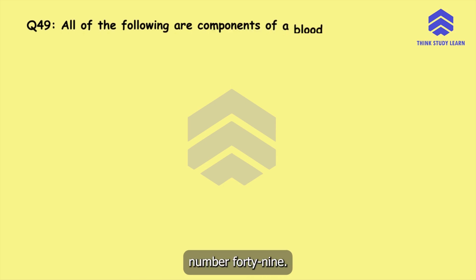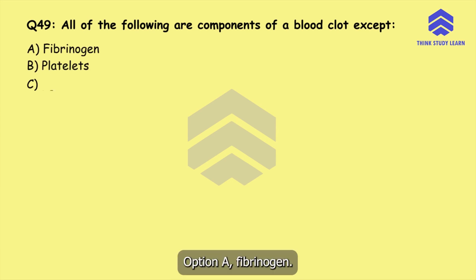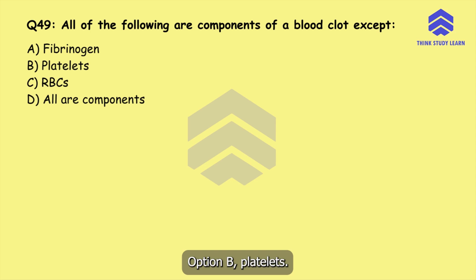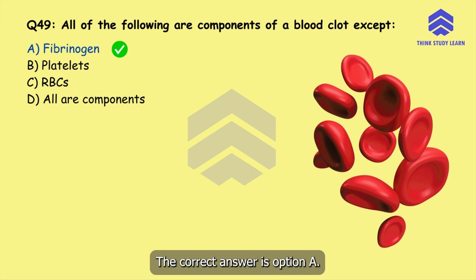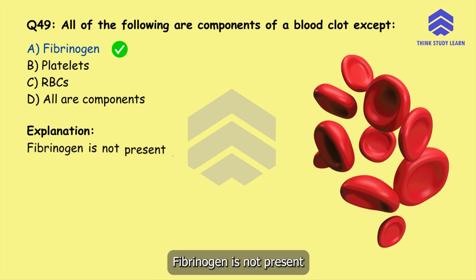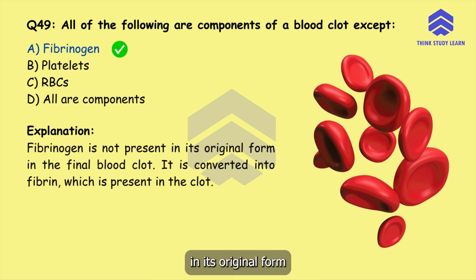Question number 49. All of the following are components of a blood clot except option A, fibrinogen, option B, platelets, option C, RBCs, or option D, all are components. The correct answer is option A. Fibrinogen is not present in its original form in the final blood clot. It is converted into fibrin, which is present in the clot.